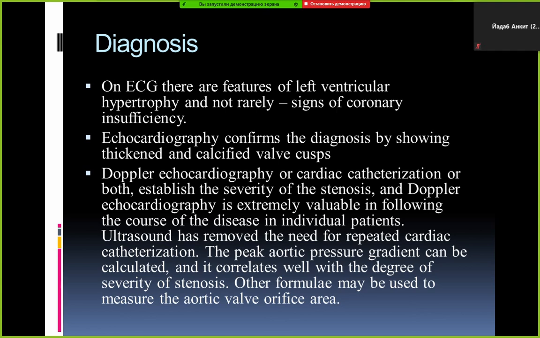Ultrasound has removed the need for repeated cardiac catheterization. The peak aortic pressure gradient can be calculated, and it correlates well with the degree of severity of stenosis. Other formulas may be used to measure the aortic valve ostium area.